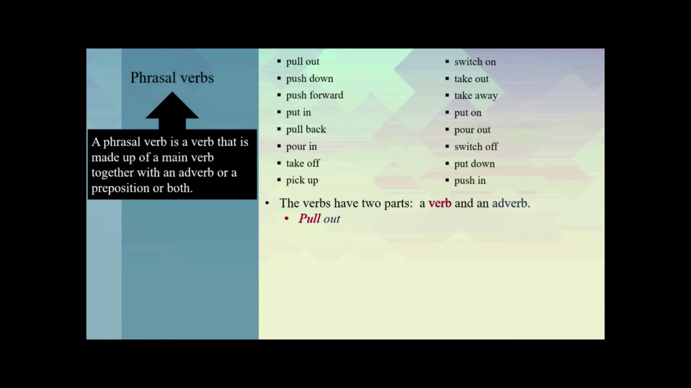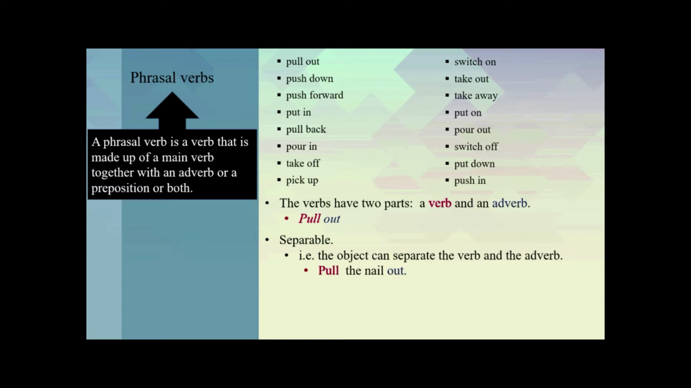Sometimes we can understand the meaning of phrasal verbs from the individual words in the phrasal verb. These ones here, they are separable. Separable means the object can separate the verb and the adverb. For example, pull the nail out. So the object here is between the verb and the adverb.